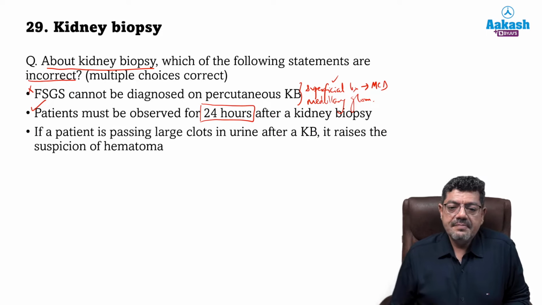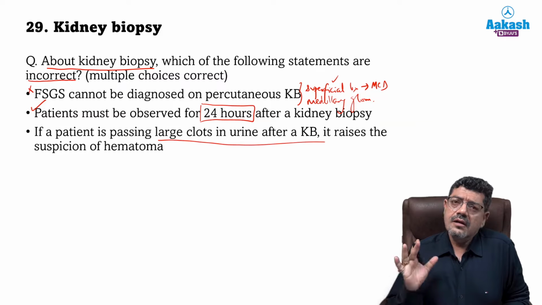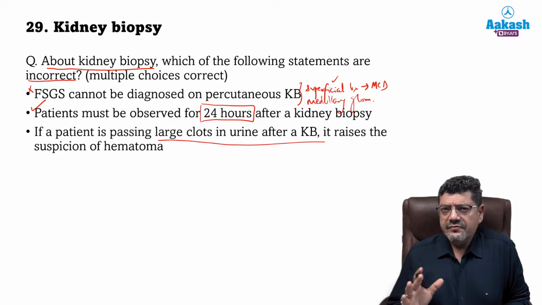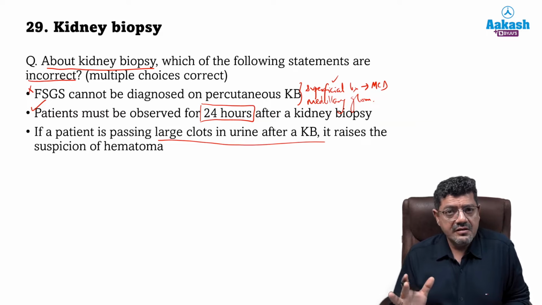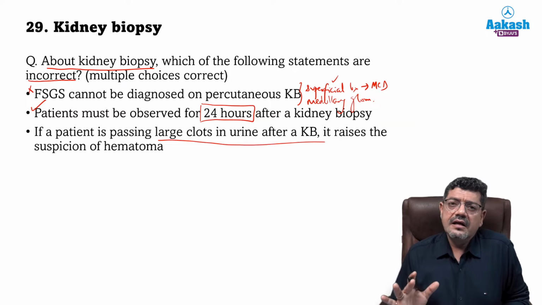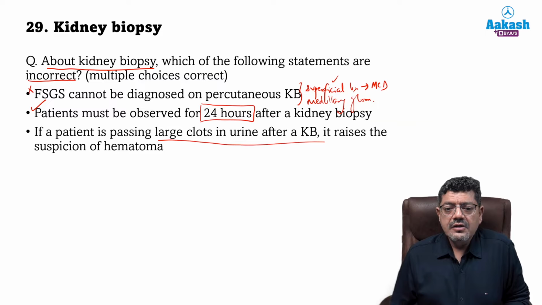If a patient is passing large clots in urine after a kidney biopsy, does it raise suspicion of a hematoma? Gross macrohematuria after kidney biopsies is fairly common, right? It does not raise the suspicion of a hematoma. It usually resolves spontaneously. Even large clots can be present, and sometimes, if the patient is catheterized, they block the Foley catheter, and you have to then irrigate the catheter. So definitely this doesn't raise the suspicion.